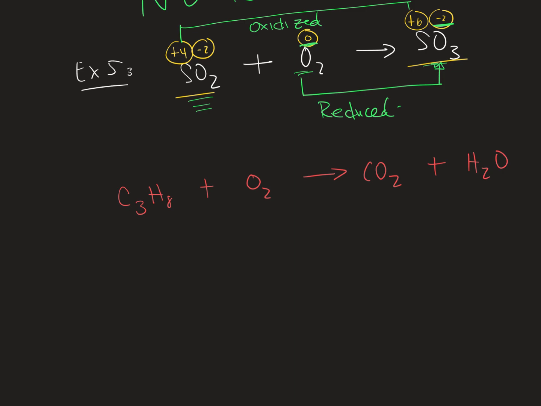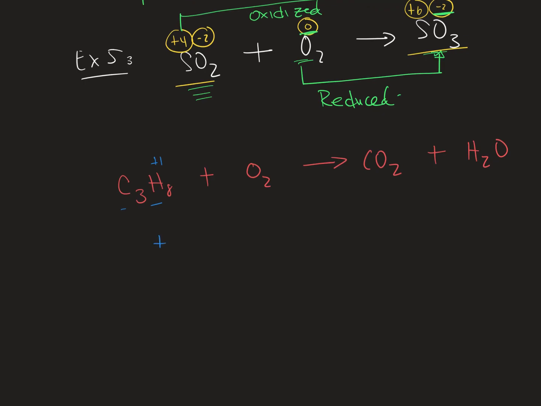We have only covalent compounds, so we have to follow the covalent compound rule. Which one do we deal with first, carbon or hydrogen? Hydrogen has an oxidation number of +1. +1 times 8 is +8. And there's 3 carbons.